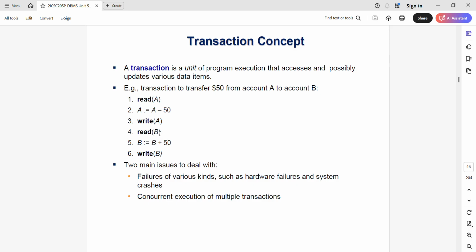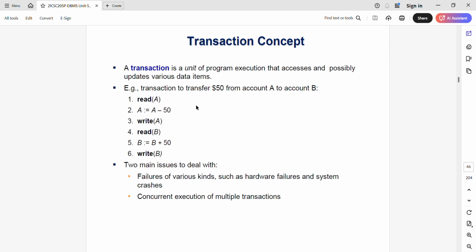Then I have to add that 50 into B. So I am going to read the value of B. Assume that my B value is 50. After adding 50, I will get 100. So B equals B plus 50. Then my B value is 100. So initially my A value is 200 and my B value is 50. After transferring, my A value is 150 and B value is 100.